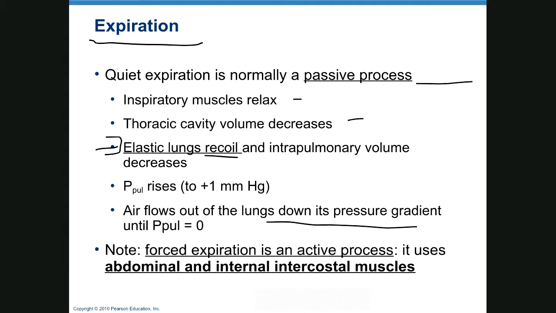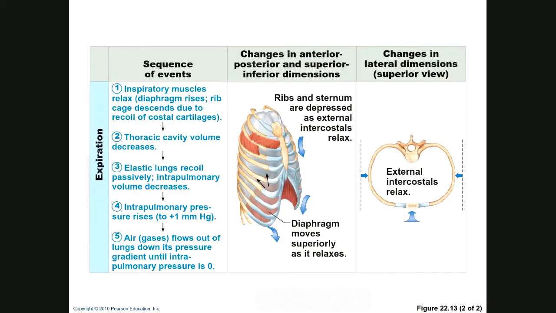Now, forced expiration is an active process, and it uses abdominal muscles as well as intercostal muscles. So here we have a picture. The diaphragm is relaxing, your intercostals are relaxing, and the elasticity is pulling these lungs down, so the pressure goes up and the air is squished out of the lung for expiration.